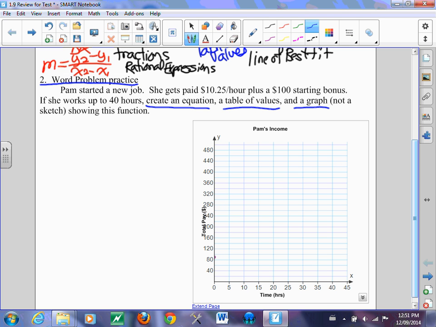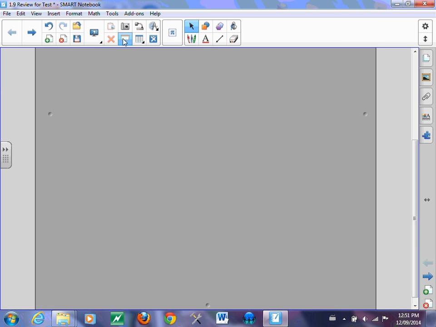If you need to, just Google one to get a proper graph paper off the internet, go ahead and do that. And then I'm going to try and see if I can cover this up. Let's see if this will work.